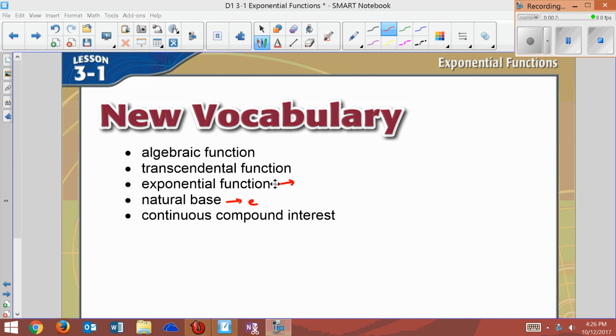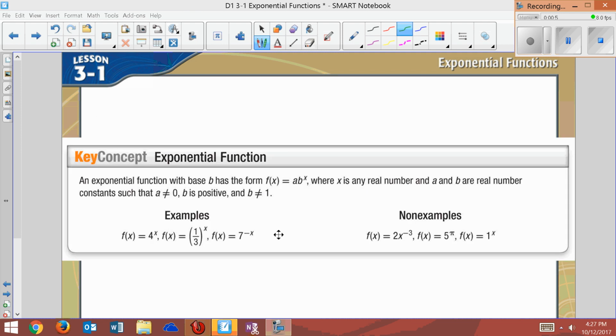Exponential function, exactly what that is: any function that has x in the power. So like 2 to the power of x is exponential. What's not exponential is something like x to the power of 2. That's not exponential because the x is not in the power. So we need to have x in the power. All right. We'll get to some of the other words as we go along.